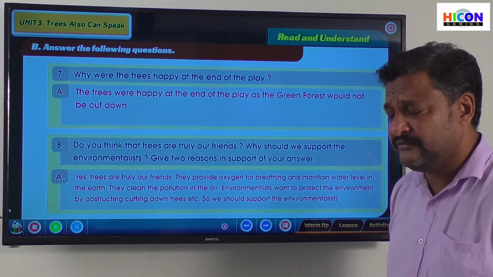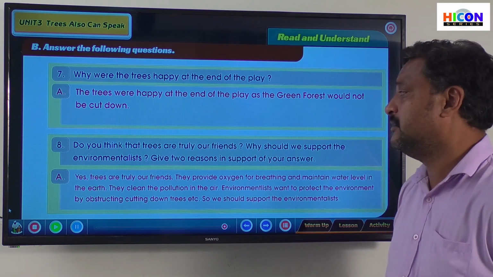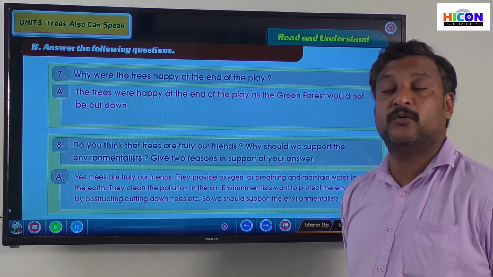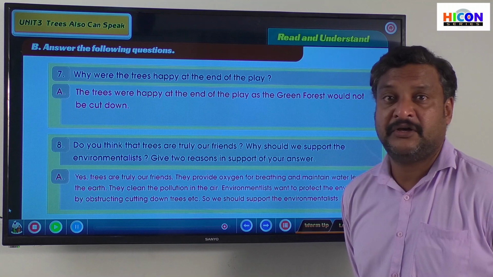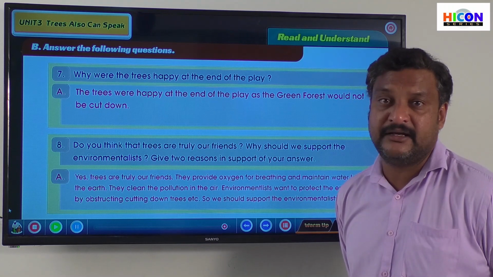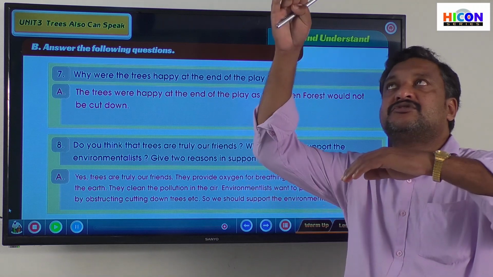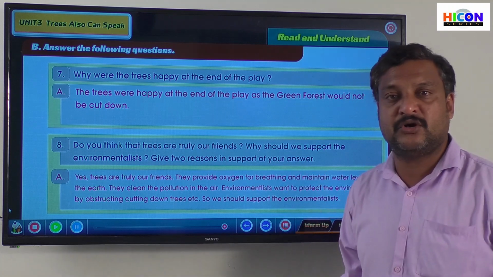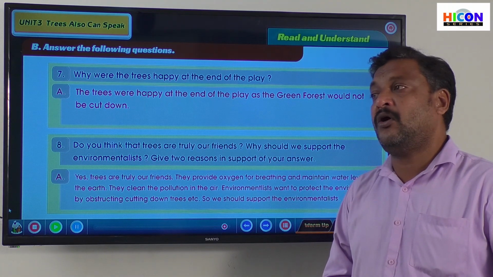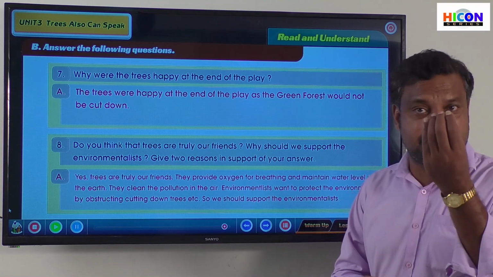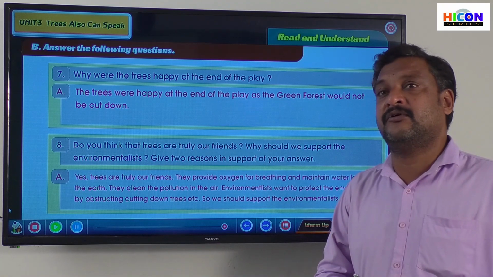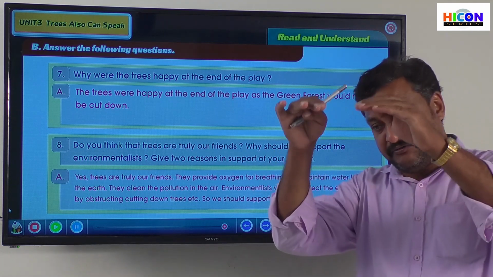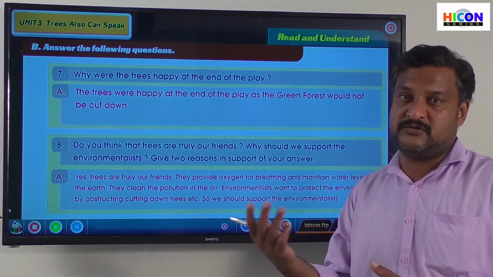They are used for different types of purposes, and they provide oxygen for breathing and maintain water level also. Okay, so if there are more trees during rain, what happens is the trees will stop the force of the rain and it will make them drop by drop to reach the earth. As they are not in a great force and as they are coming in very small quantities, it's easy for earth to absorb the water.